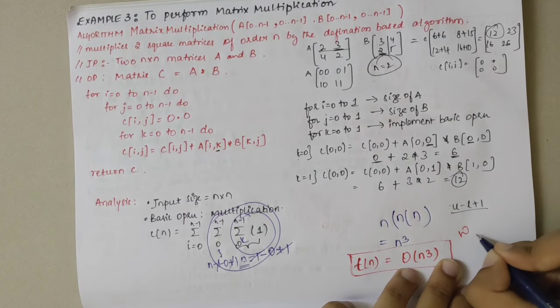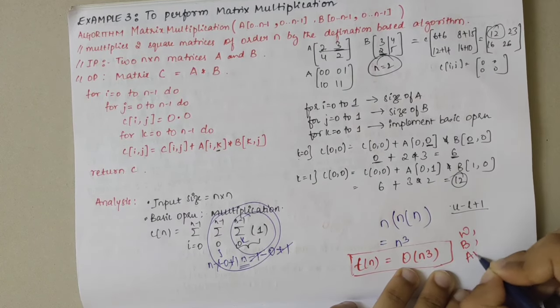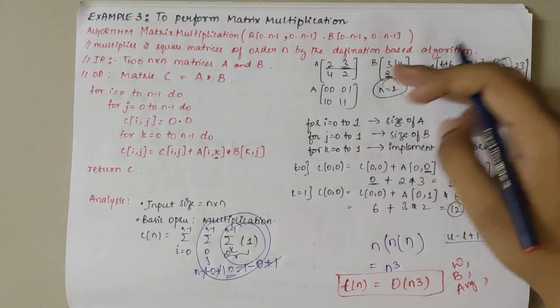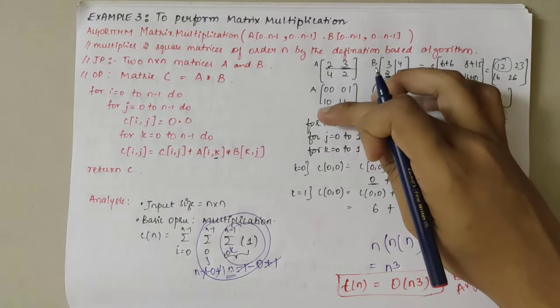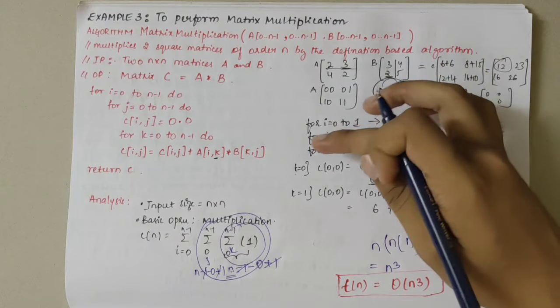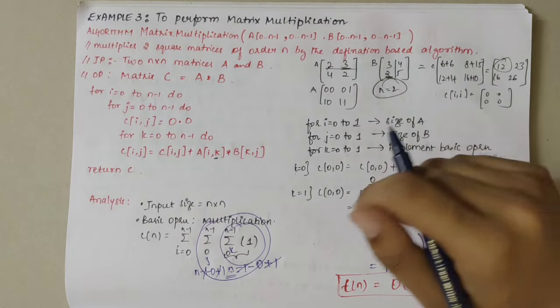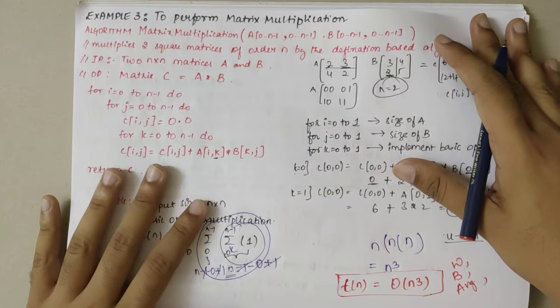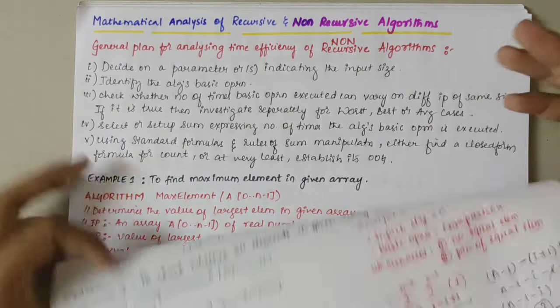Here the worst case, the best case, and the average case would all be the same, because the multiplication has to be done, right? We need to check all the values from i is equal to 0 to 1, j is equal to 0 to 1, k is equal to 0 to 1. So the iteration happens for all the values. So this was about matrix multiplication. So here we have discussed the non-recursive algorithms.